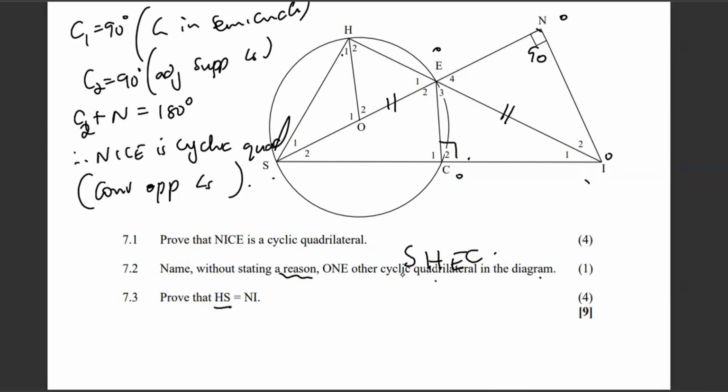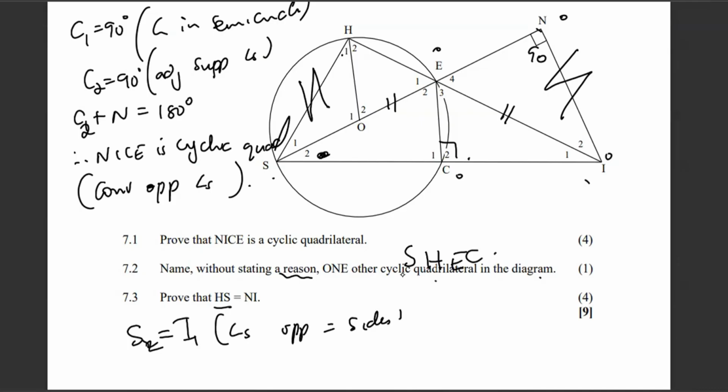All right, then can we prove that HS is the same as NI? The only thing we have to do is prove that the triangles are congruent. If that can be done, then we are good to go. Since I've proved that this is a cyclic quad, I know that S2 is going to be the same as I1. Those are angles opposite equal sides.